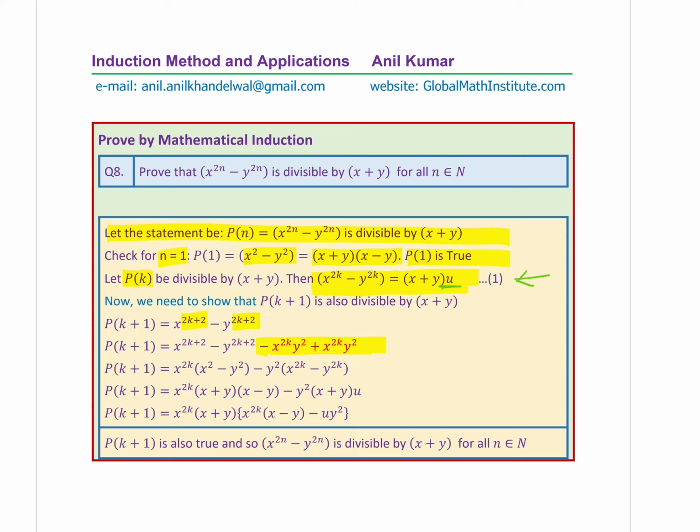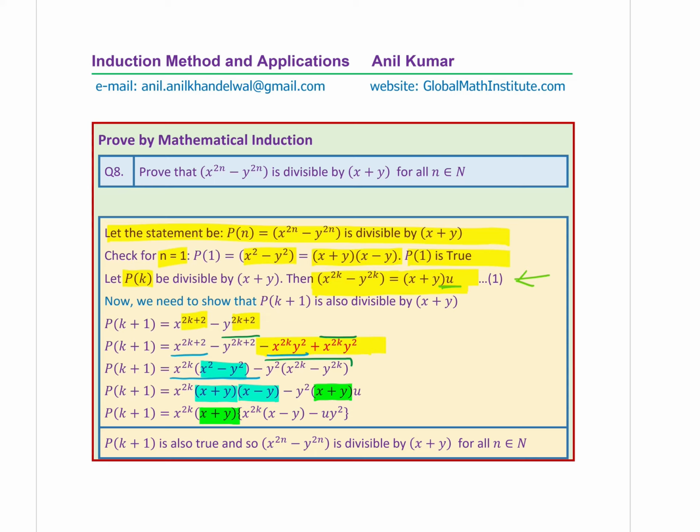Now, I can take x to the power of 2k as a common factor between the first and the third terms. Let me show which ones we are taking as common, this and this. When I take these two terms, x to the power of 2k gives me x squared minus y squared. On the other hand, I take the other two terms with minus y squared, and that gives x to the power of 2k minus y to the power of 2k. Now you can see we can split x squared minus y squared as the product of sum and difference, and clearly we do have a common factor here, which is x plus y.